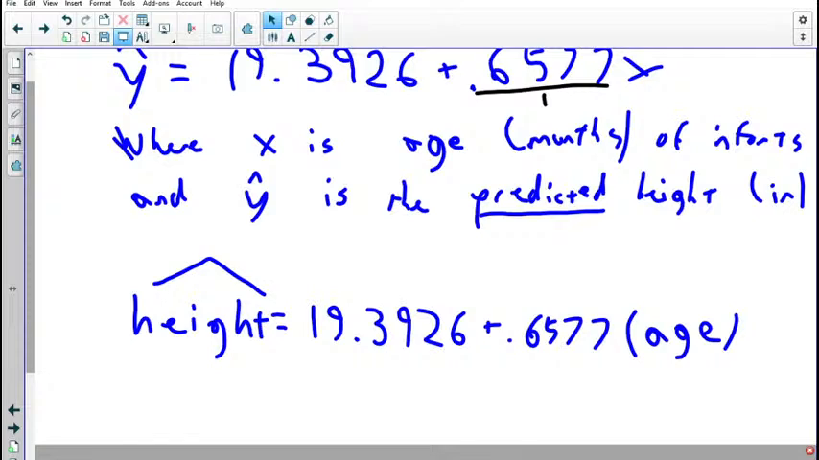Give me a moment to write. So that's to finish off part C. Writing our equation in the line, defining our variables.